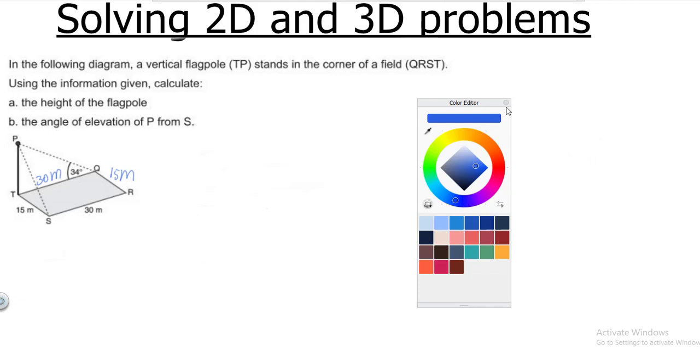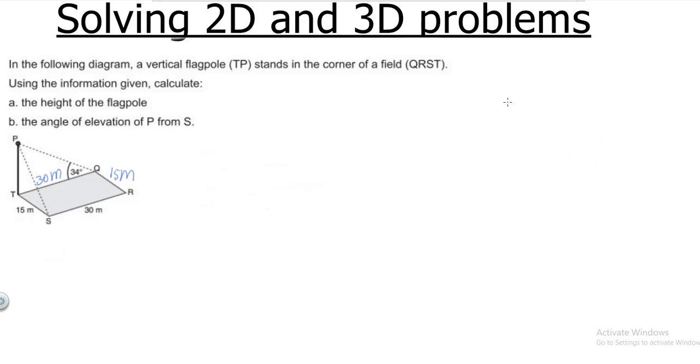So now you have to ask this question: TP is in which triangle? It is in triangle TQP. Can you see that? And now we have the angle 34, which is the angle formed by the adjacent side, which is TQ, and the hypotenuse side, which is PQ.